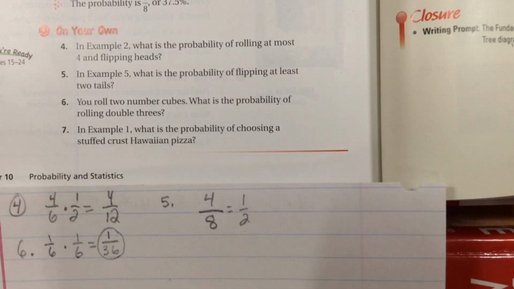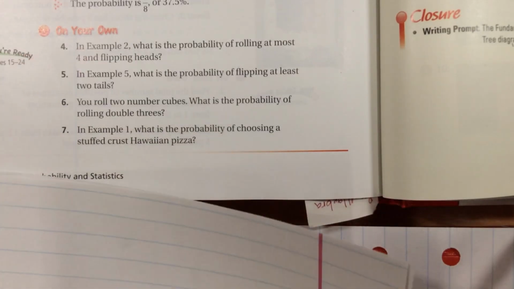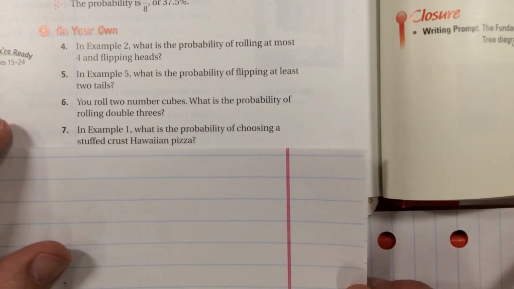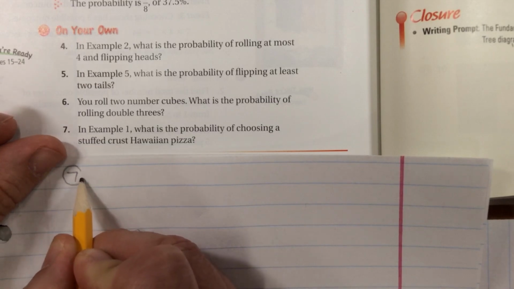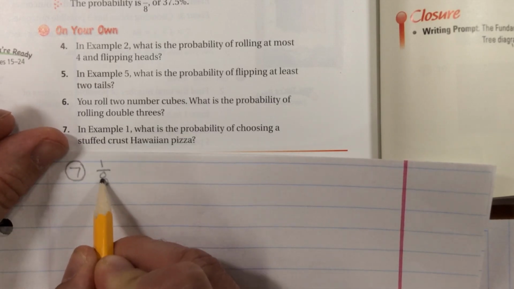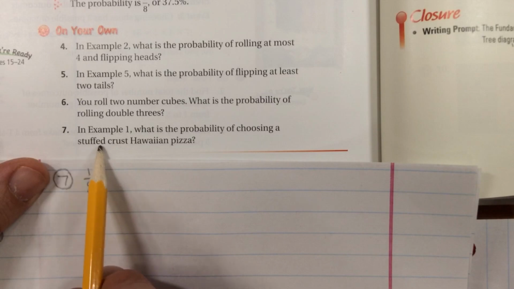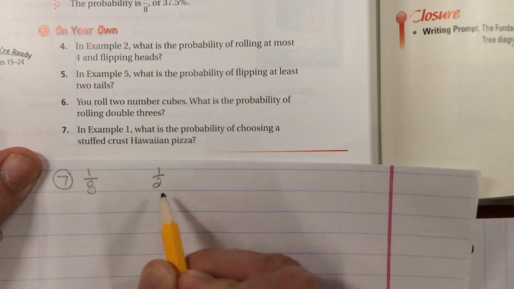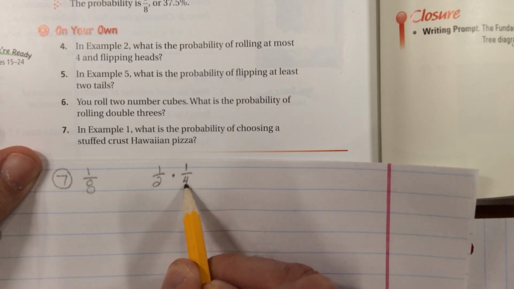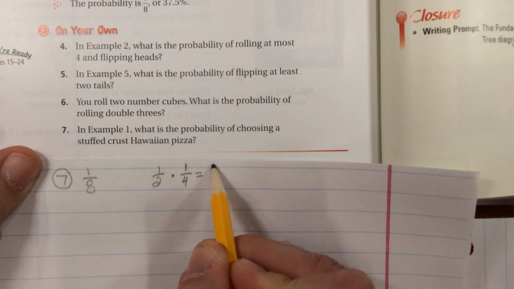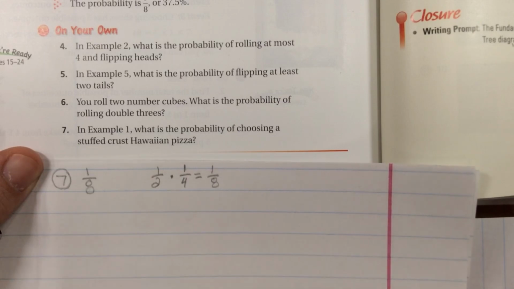And in number 7, in example 1, what's the probability of choosing a stuffed crust Hawaiian pizza? Well, if you'll recall, there were 8 total pizzas, and only one of them was stuffed crust Hawaiian pizza. So for number 7, there was 1 out of the 8. And we can use their tree diagram to find that out. Or we could say, what's the probability of choosing a stuffed crust? Well, there was 1 out of 2 chance because there were 2 crusts. What's the probability of a Hawaiian pizza? 1 out of 4 chance because there were 4 types of pizzas. And we multiply those together, and what do we get? 1 out of 8. So we could use our multiplying the 2 probabilities together or using their tree diagram for number 7.